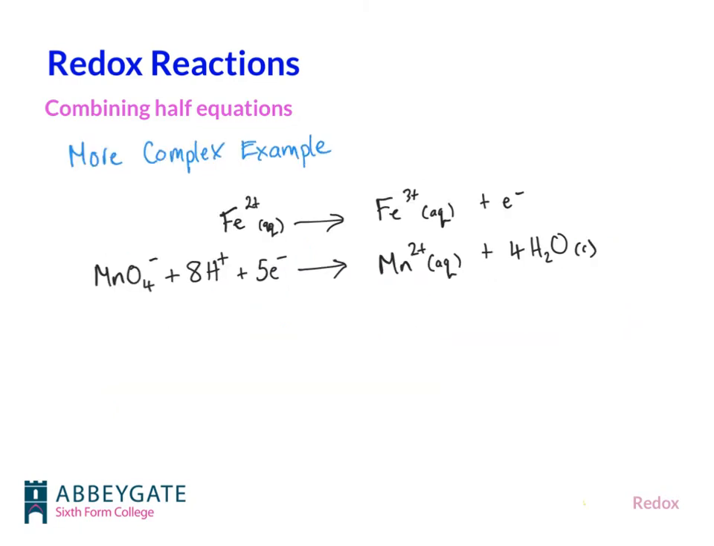Now, as you can see, this is a slightly more complex example. We're starting off with iron. Iron is iron 2 plus, so oxidation state +2, and it's turning into iron 3 plus, so oxidation state +3. Its oxidation state is increasing and it is losing electrons, so it is being oxidized.